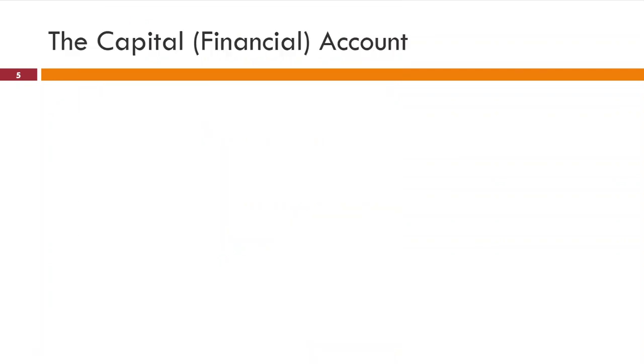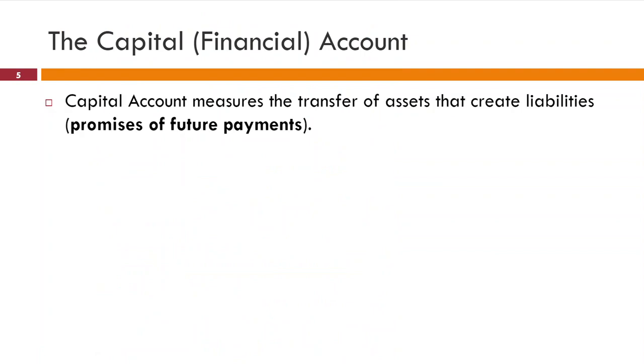Great. The capital and financial account record costs and payments for assets, and specifically payments for assets that create future liabilities. So an asset is anything that brings you money in the future, and therefore somebody owes you money. That's the liability on the other side.